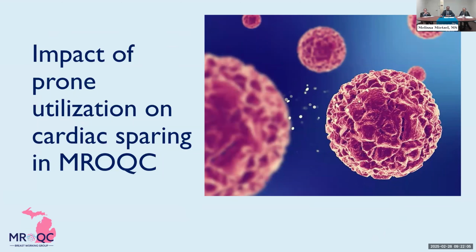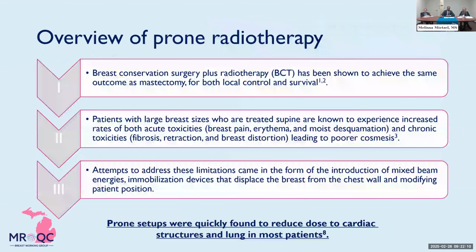So now we're going to transition to the impact of prone utilization on cardiac sparing within MROC. We discussed that patients with large breast sizes were known to experience increased rates of both acute and chronic toxicities that resulted in poor cosmesis. Prone setup was used to address those issues and limitations with the supine treatment. But prone setups were also quickly found to reduce dose to cardiac structures and lung in most patients.